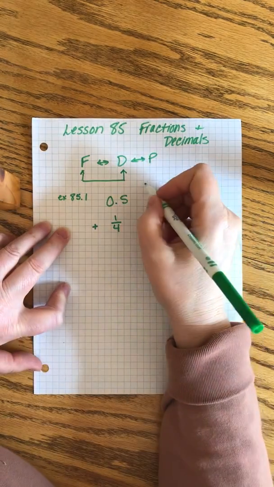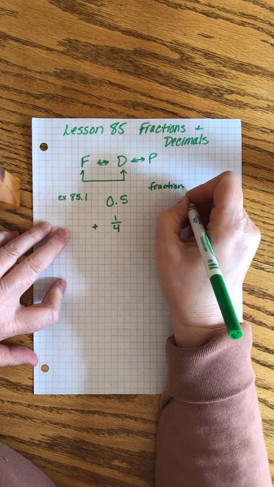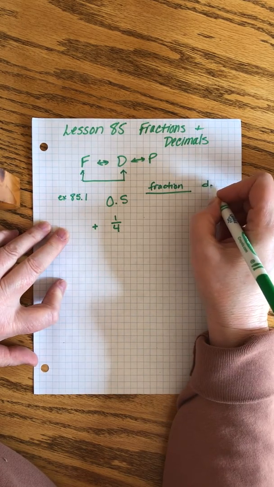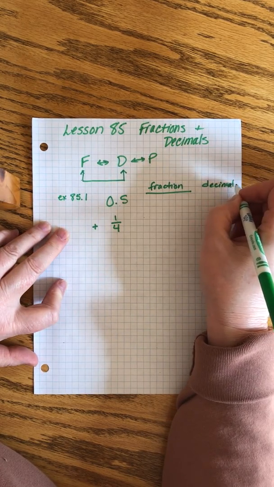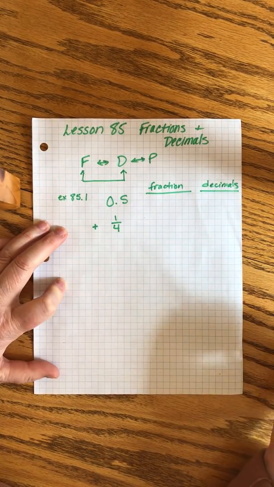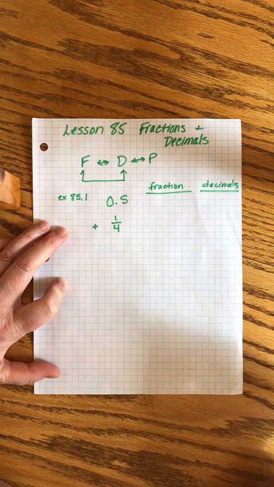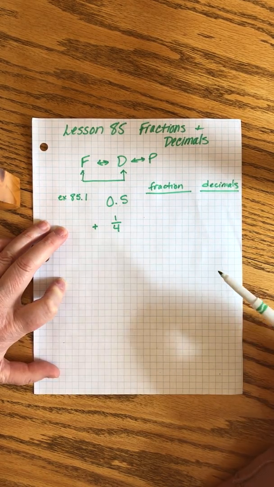What we do is we either make them both fractions or we make them both decimals. In the long run, you'll be able to choose that for yourself, and I have opinions on that, but we'll get to that later. Right now, John's going to tell us which he wants us to do.